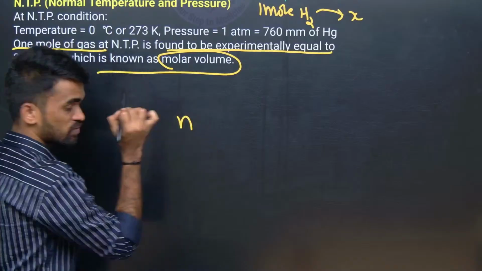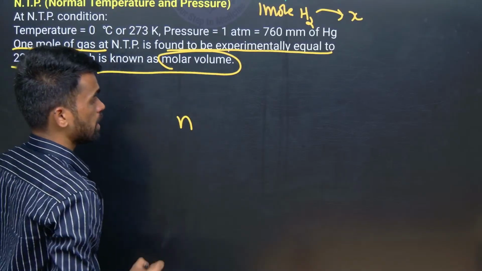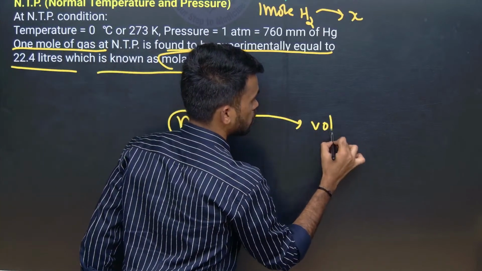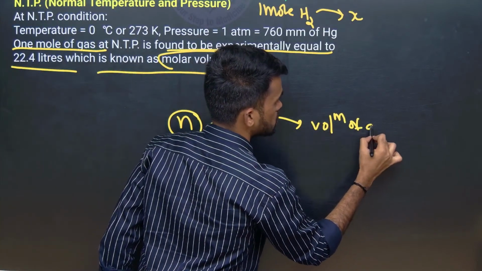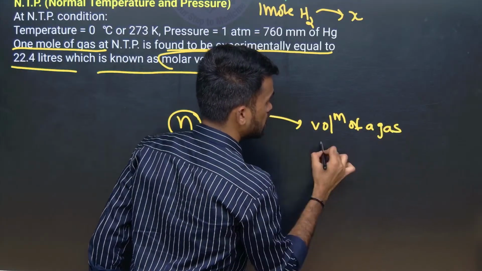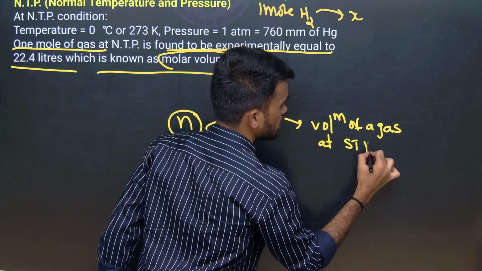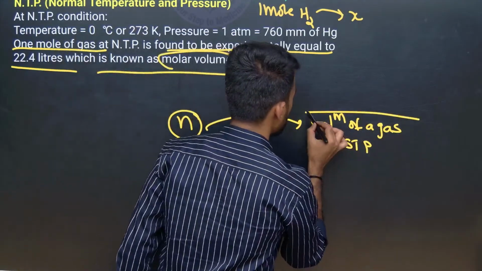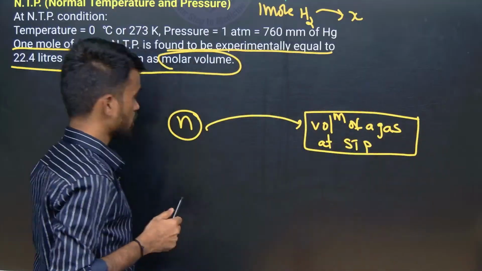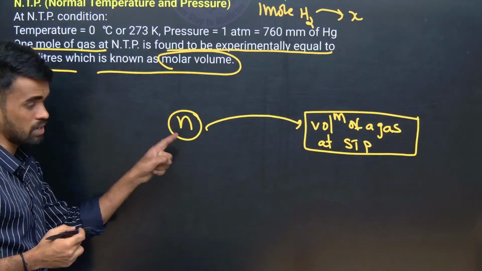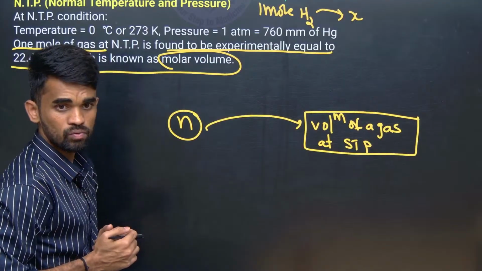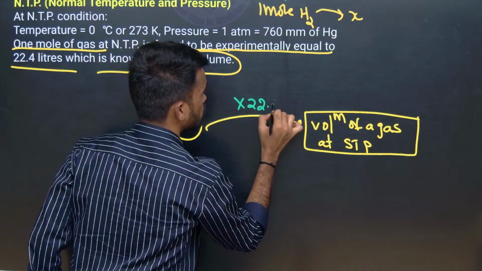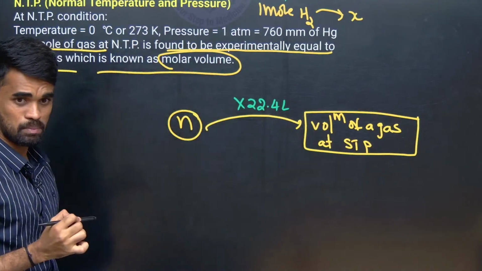If they give the number of moles and ask the volume of gas at STP or NTP, what do we need to do? The number of moles is given, they are asking us to find the volume of gas. So you just need to multiply this with 22.4 liters.